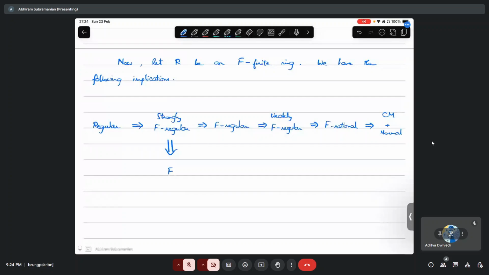And so this is the implication diagram as of now. There is another implication which I will draw in light blue color, which is true, but we won't see them today. So, right. So let's see these one by one. Regularity implies strongly F-regular. I think Aditya, you already mentioned this.